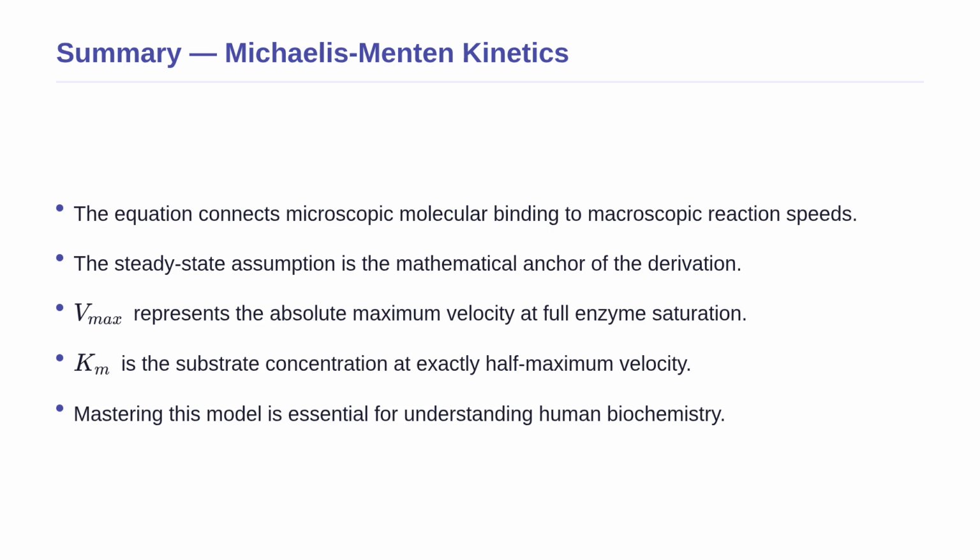Third, Vmax is the absolute speed limit of the enzyme when fully saturated, while Km tells us the exact substrate concentration needed to reach half of that maximum speed. You have now walked through the full derivation and seen how these concepts connect. Mastering this equation means you now have the tools to understand how every enzyme in the human body responds to its environment. Great job!